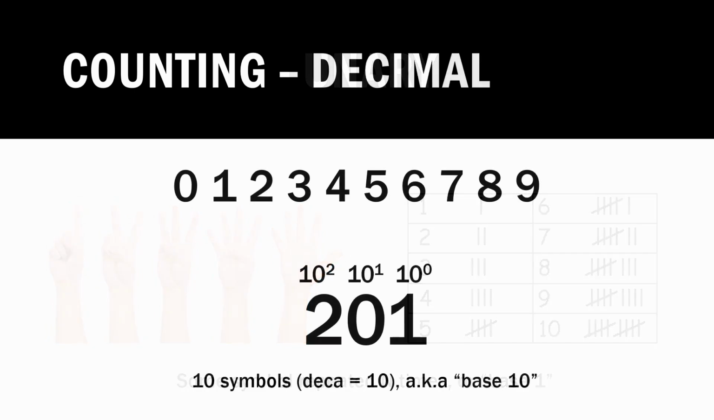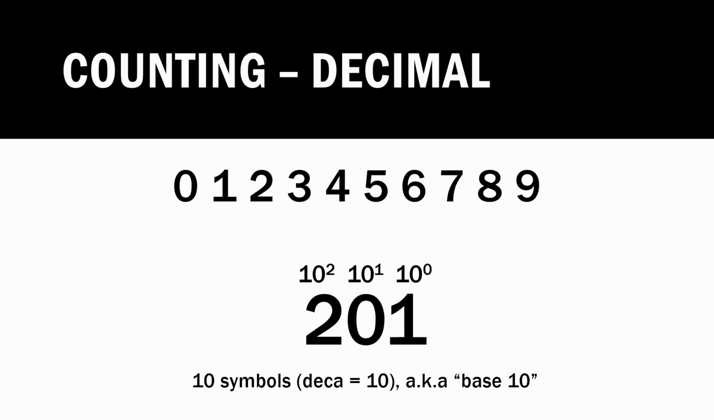The next representation that I want to talk about is the one that we are probably all most familiar with, and that is the decimal system. In this system, we have 10 symbols, so deca is equal to 10, which is where the decimal comes from. This is also known as base 10, meaning we have digits from 0 to 9. The way that we represent numbers in this system is in various columns, right? So if we look at the example of 201, each of these columns is represented by 10 to the power of something. In the first column, we have 10 to the power of 0, which is 1. Then we have 10 to the power of 1, which is 10. Then we have 10 to the power of 2, which is 100.